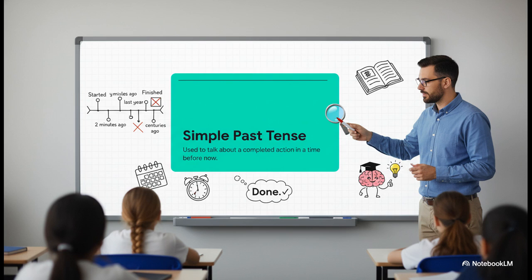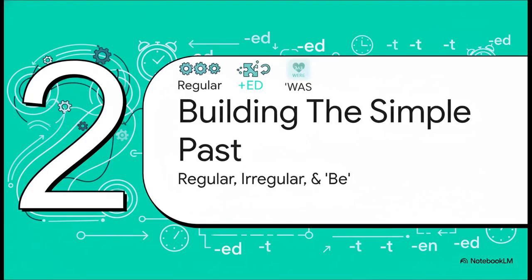It doesn't matter if it happened 5 minutes ago or 500 years ago. If the action started in the past and ended in the past, that's your cue. It's kind of like looking at a timeline and pointing to a specific event that's already happened. That's it.